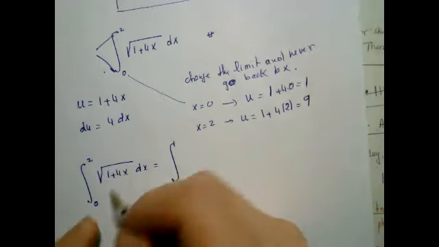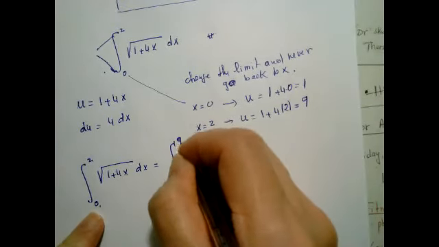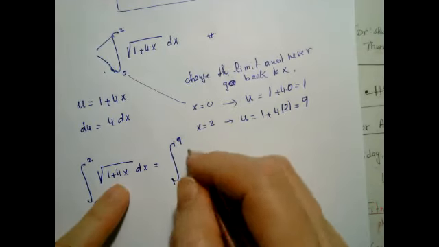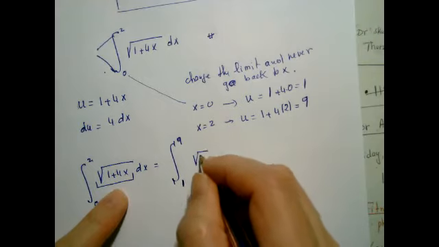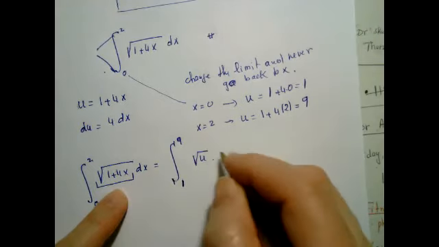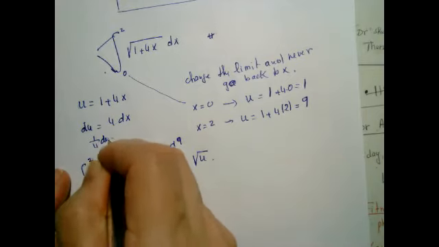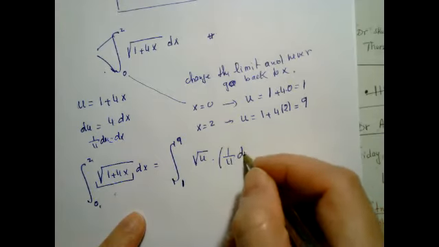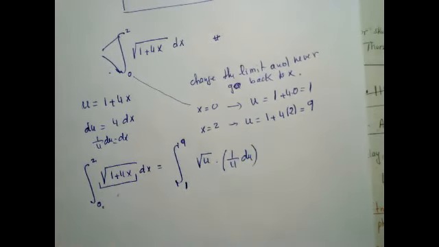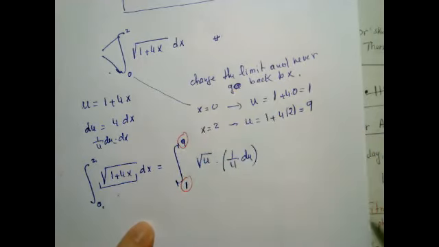Integral from, if 0, it's a 1. If 2, it's a 9. Of the square root of that, which is the square root of u. The dx is 1 over 4 du. So exactly like last time, the only difference here is that I've changed my limit. I make them from 1 to 9.